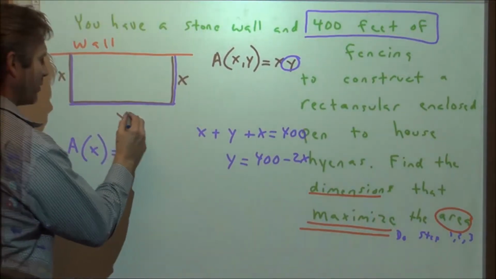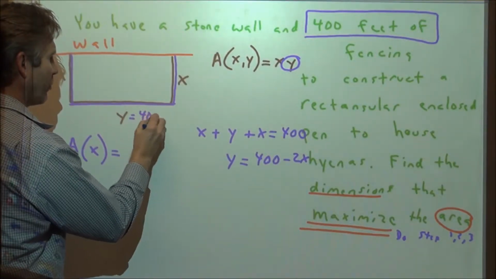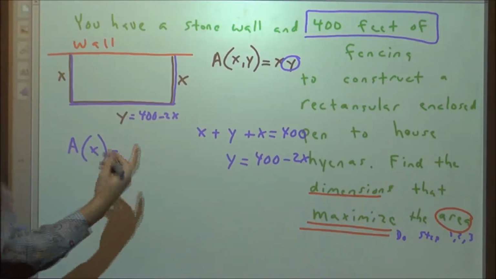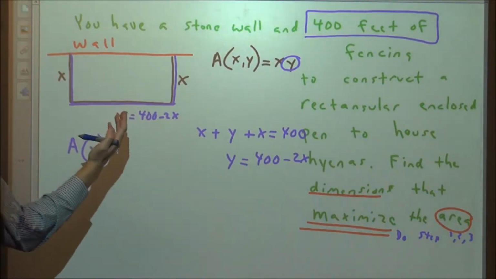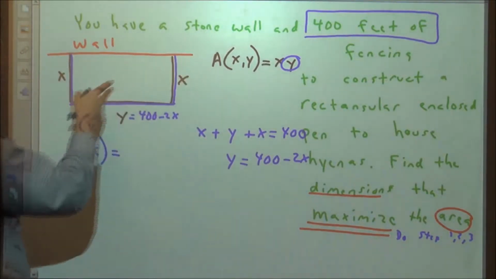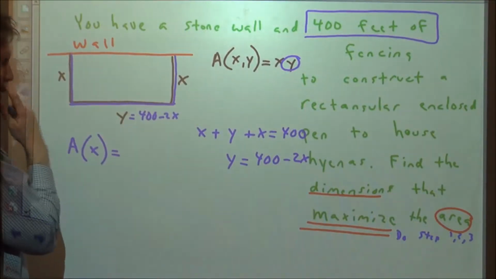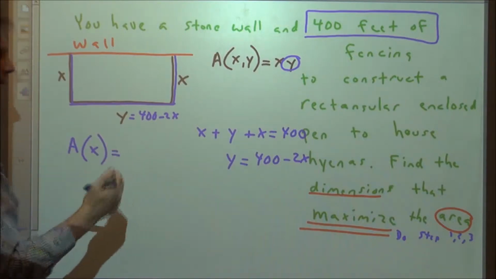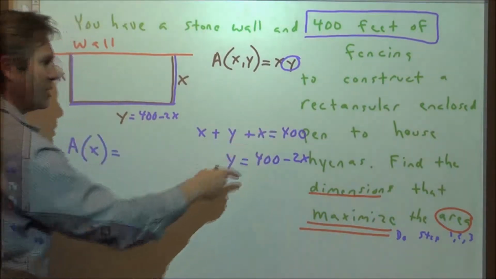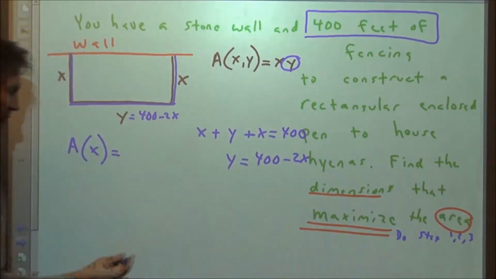So we could go up here and say, oh yeah, this side is 400 minus 2x, and that makes sense to us. We start out with 400 feet of fence. If we take away this side and this side, how much is left? Well, you start with 400, you take away 2x. So that third step is saying use the other information, solve for y in terms of x.